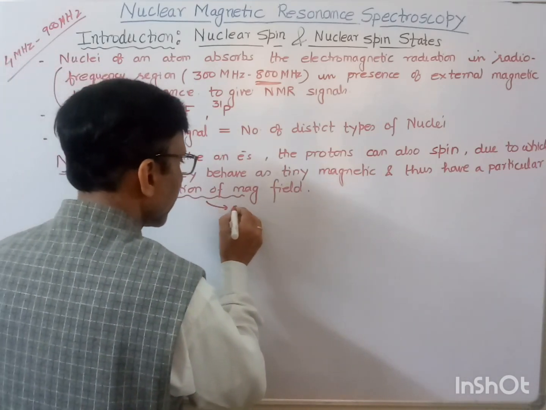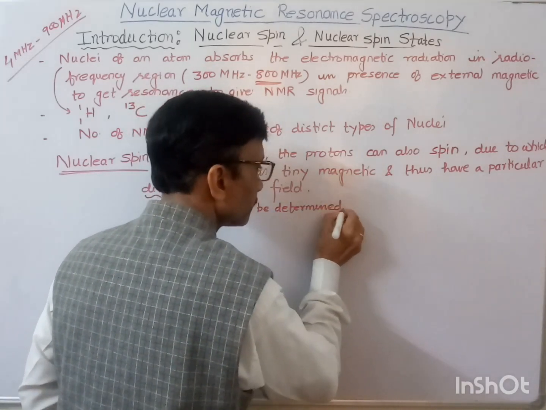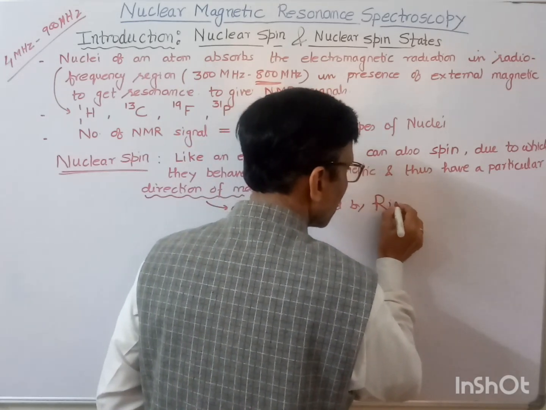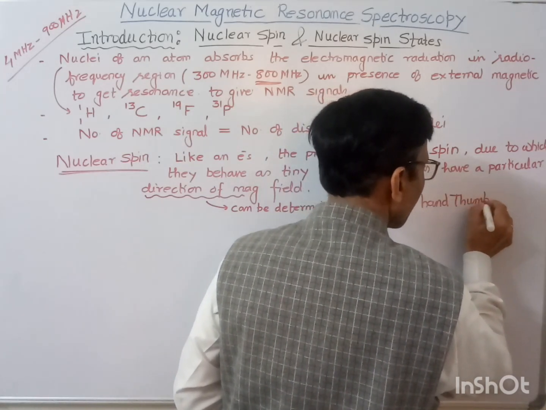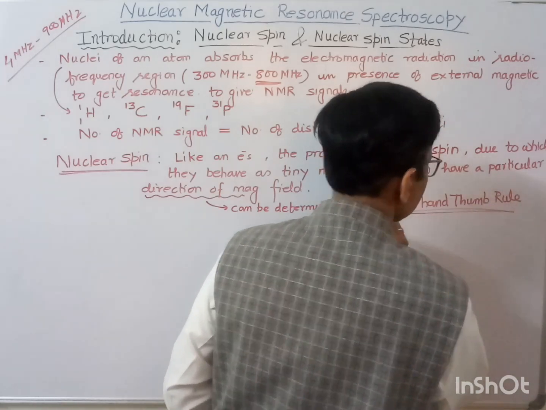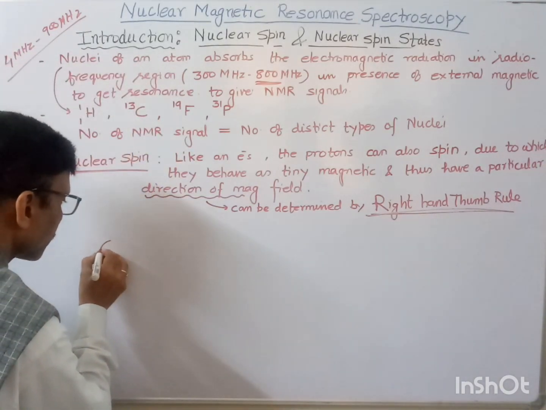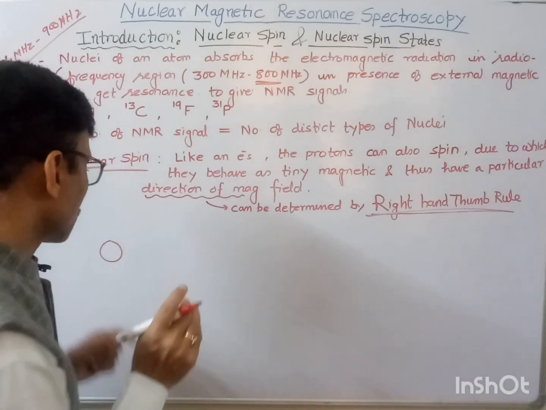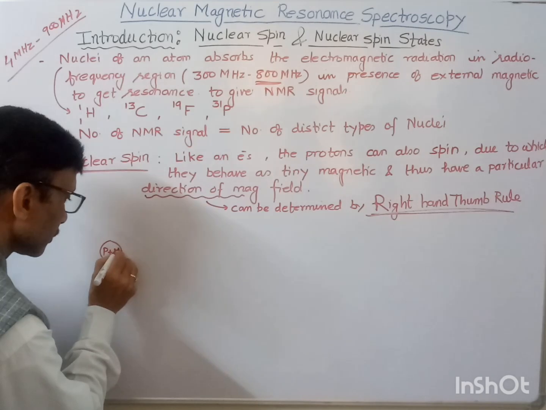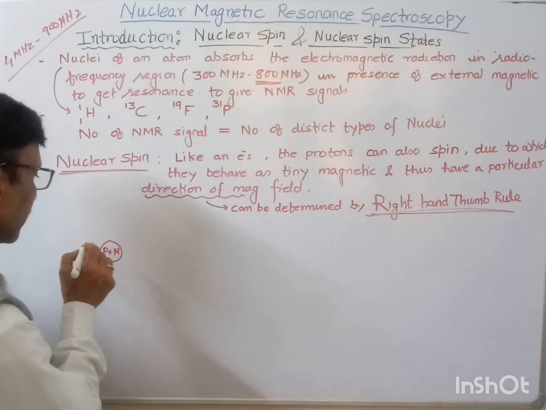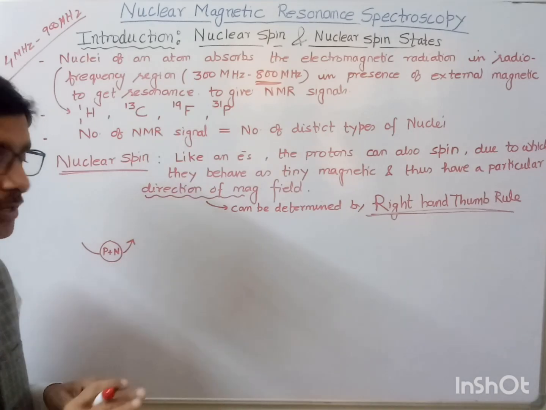Right hand thumb rule. So what does this right hand thumb rule say? Suppose we have a proton, that is, a nucleus, and the nucleus has protons and neutrons, and suppose it is rotating in this direction, it is rotating like this.